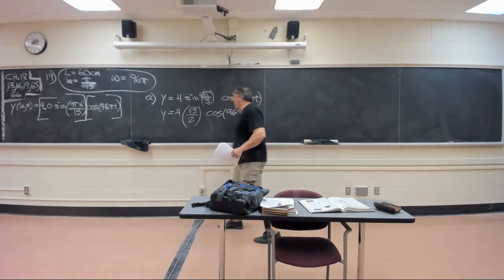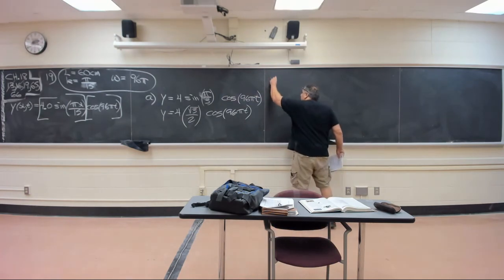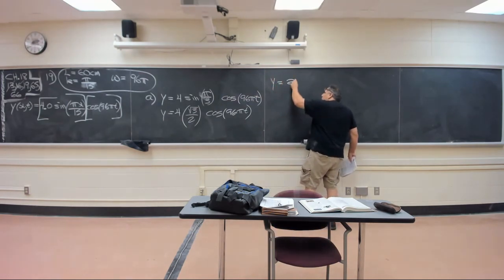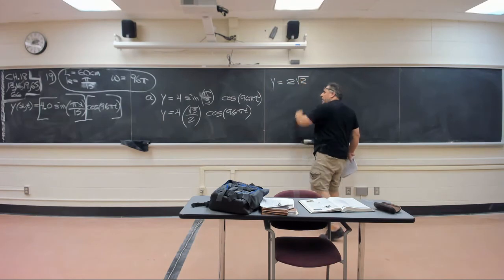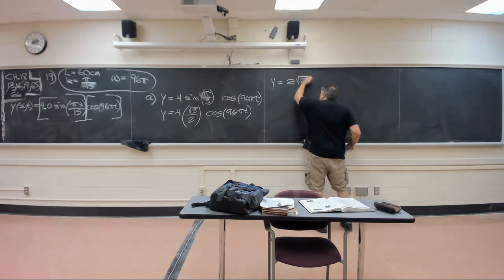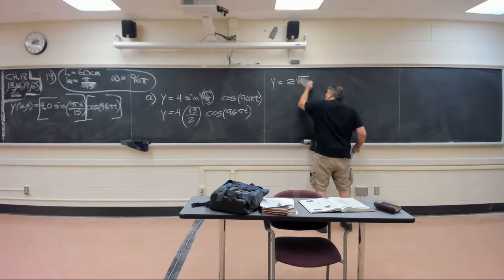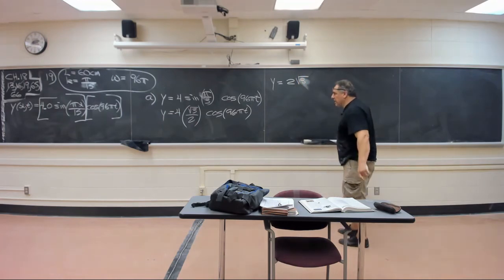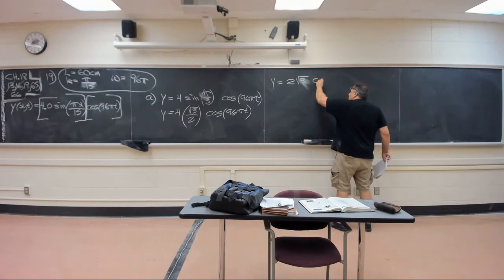Two goes into 4. We don't need to deliver too many speeches here, guys, on some of this stuff. 2 goes into 4 twice. You got the square root of 3 right here, square root of 3 times the cosine.